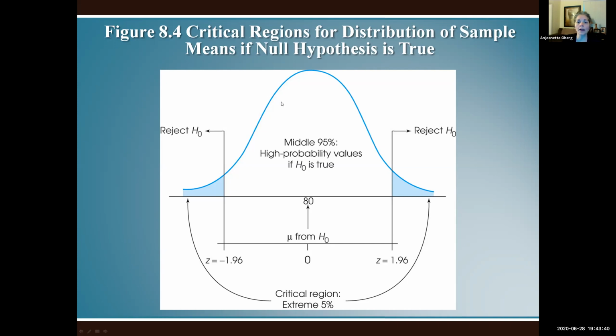In research writing, we say it's not statistically significant if it's in the middle. If it's in the critical region, we say it is statistically significant, okay?